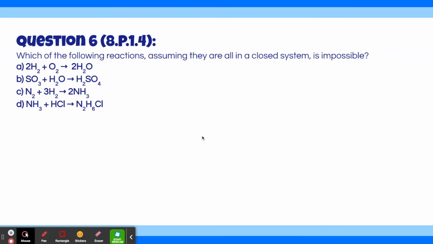Question 6. Which of the following reactions, assuming that they are all in a closed system, is impossible? A. 2H2 plus O2 results in 2H2O. B. SO3 plus H2O results in H2SO4. C. N2 plus 3H2 results in 2NH3. D. NH3 plus HCl results in N2H6Cl. You might need to pause the video and take more time on this question.